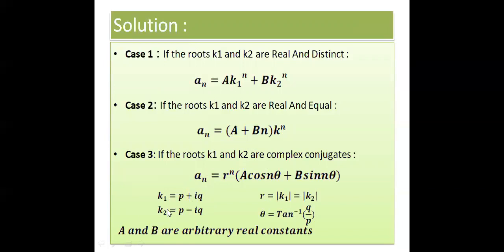If the roots are complex and distinct, then the solution is a_n = r^n (A cos nθ + B sin nθ), where r = |k1| or |k2|. Why? Because they are complex conjugates, the modulus values are the same. So r = |k1|, θ = tan inverse (q/p), where capital A and capital B are arbitrary constants.